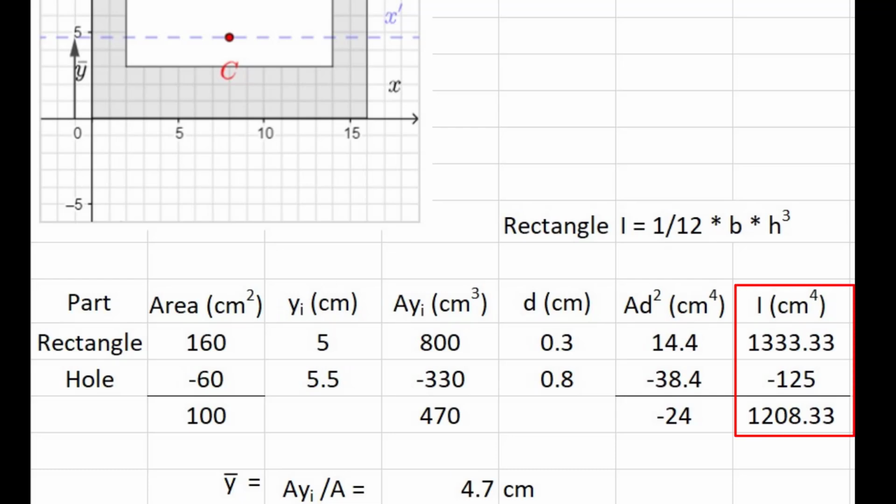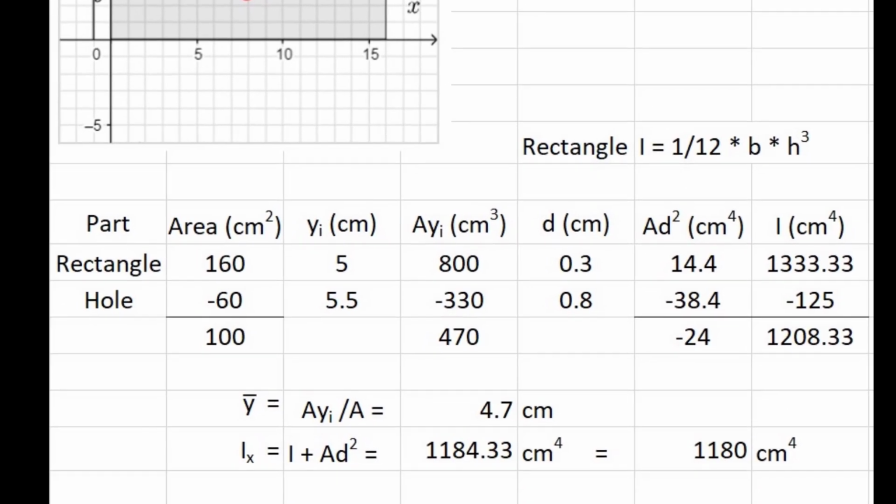Okay, and this results in 1,333 for the rectangle, and for the hole, again, it's going to be negative because remember, it's to the third, so it's going to be negative. Then we're going to determine the moment of inertia around that x-axis for the composite, and that's going to be the I for the individual part plus AD squared. And that results in 1,184.33 centimeters cubed. And we're going to then report that to 3 significant digits, and we're left with 1,180 centimeters cubed.